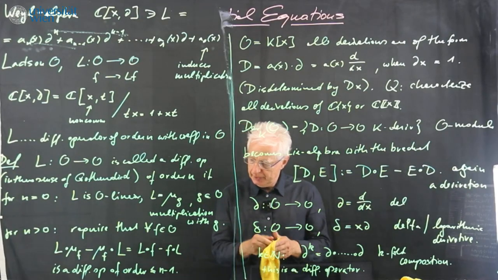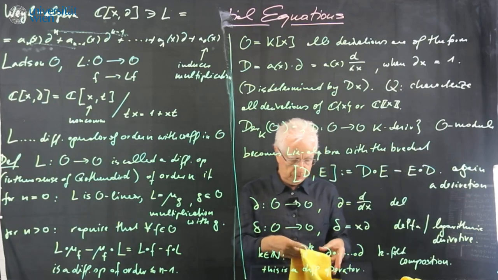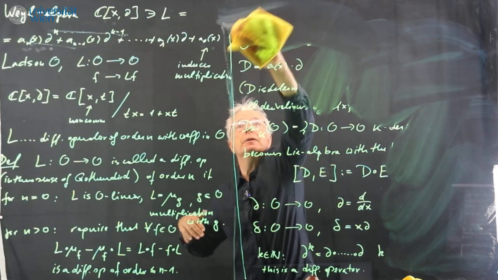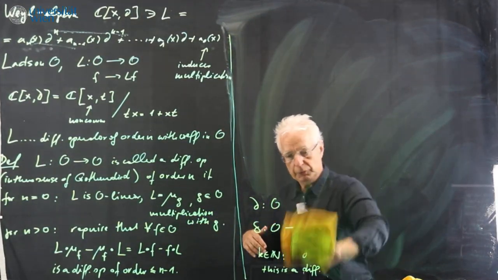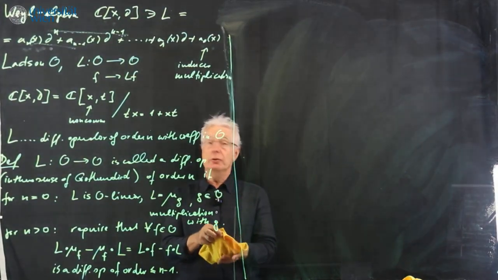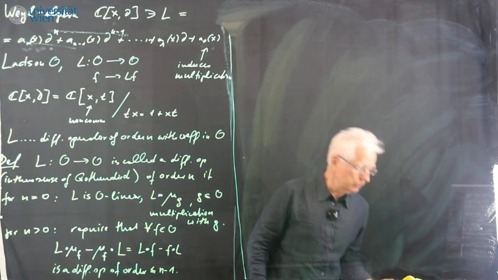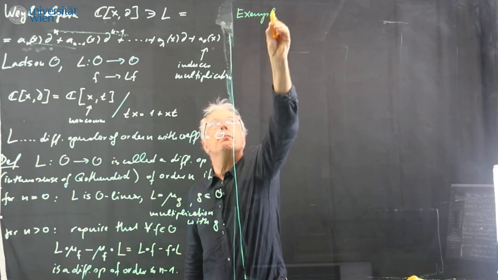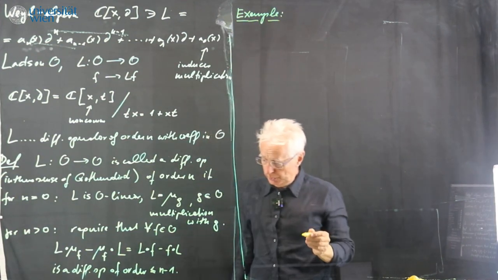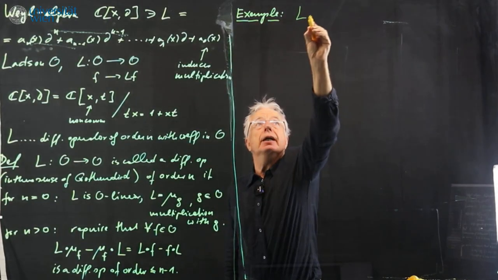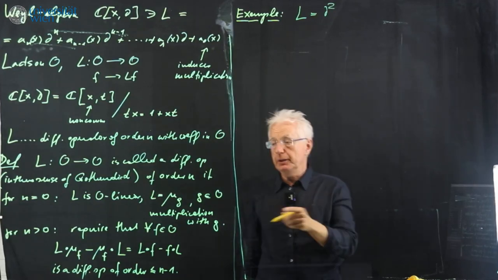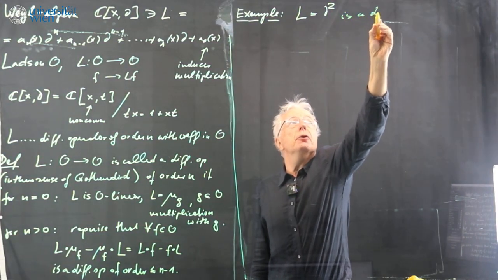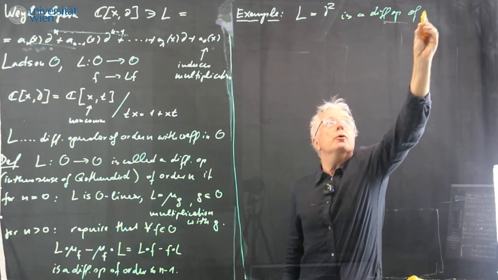Nevertheless, I want to do a small example for fun, and also because it's quite instructive. By the way, one can also define a concept of differential operators of infinite order, which I'm not going to do, of course. Example, just to get used to it, let us check L equals del squared. Now let us check this property. So it is a differential operator of order 2.